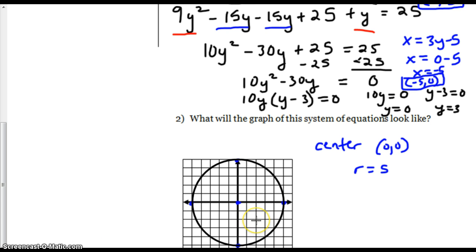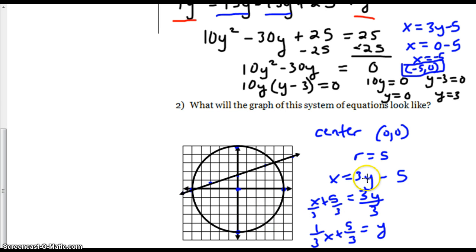Okay, so your circle should look like mine, where the center of the circle is at (0, 0) and your radius is 5 units. Okay, now go ahead and pause the video and graph your line.